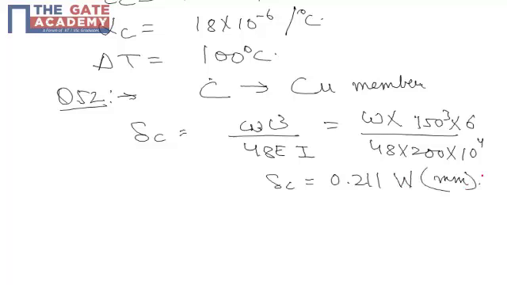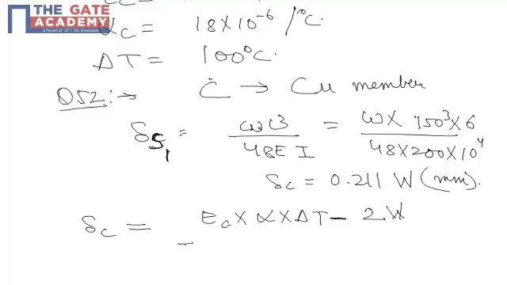Every dimension we will be taking in mm. So delta S is now known, that is, the deflection in the steel plate. This is for one steel plate. Now the net deflection in the copper bar, if free expansion is allowed to take place, will be L_C into alpha into delta T minus 2 delta S.